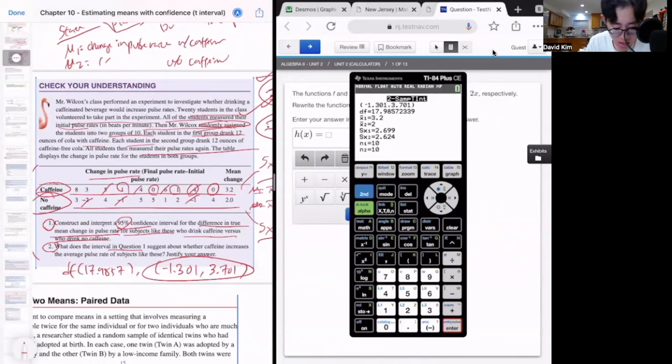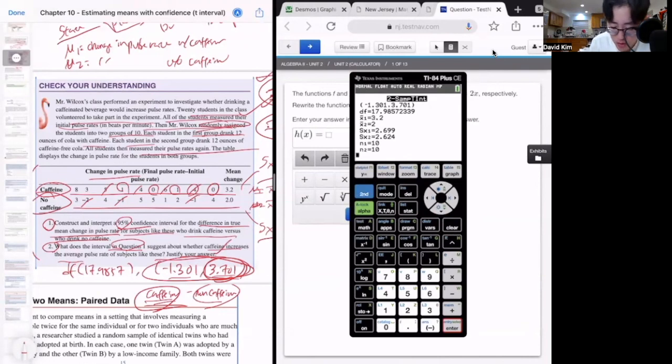Make sure you check. What does the interval in question 1 suggest about whether caffeine increases the pulse rate of subjects like these? Justify your answer. More often than not, we have much more difference when you have caffeine minus the non-caffeinated people. The change in the pulse rate for caffeinated people is much higher. That's why it shows such a positive difference, and the caffeine mean is significantly greater than the non-caffeinated people in terms of the change in pulse rate. So does caffeine increase the average pulse rates of subjects like these? Yes, there's a good enough reason to justify that.